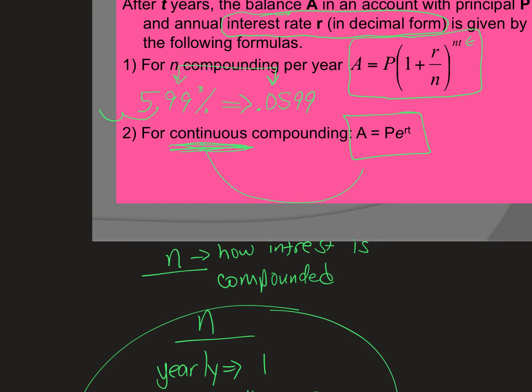All right, and then lastly, we're going to talk about if it says it's compounded continuously. Continuous goes with our friend APERT. It's principal times e to the rate times time. There's no n value. There's no compounded quarterly, yearly. Compounded continuously means APERT. And it's principal, rate, and time with the e.